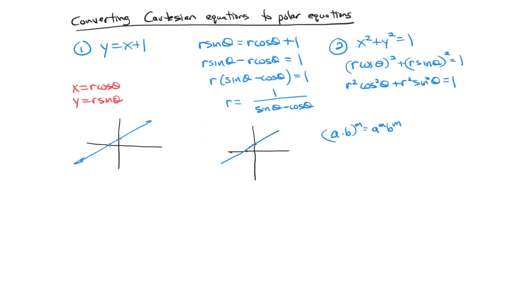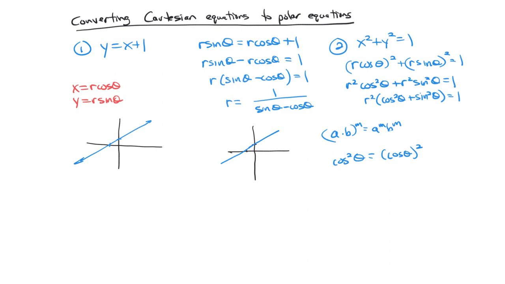Another thing you'll notice, cosine squared theta is how we typically write it. But remember what cosine squared theta means. Cosine squared theta really means cosine of theta squared. Okay, so just keep that in mind. But now over here, we could factor out an r squared, right? So we could factor out this r squared, and we get cosine squared theta plus sine squared theta equals 1.